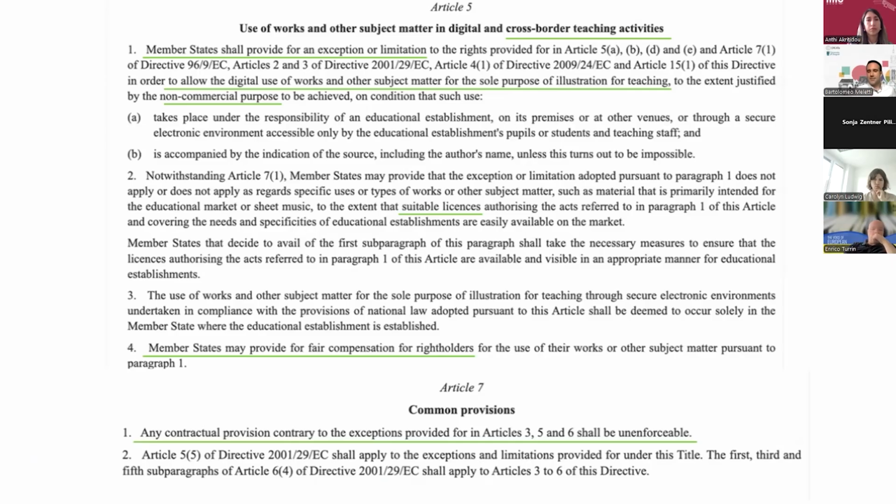Again, we can discuss it later if you're interested in that aspect, but that has an effect on whether you can rely on services and platforms whose terms and conditions may prohibit the educational use of their materials. This provision in theory says that those are unenforceable if they conflict with you relying on the exception.